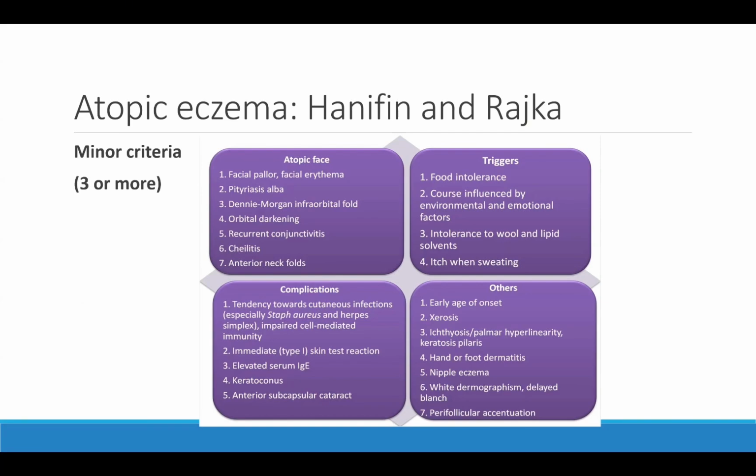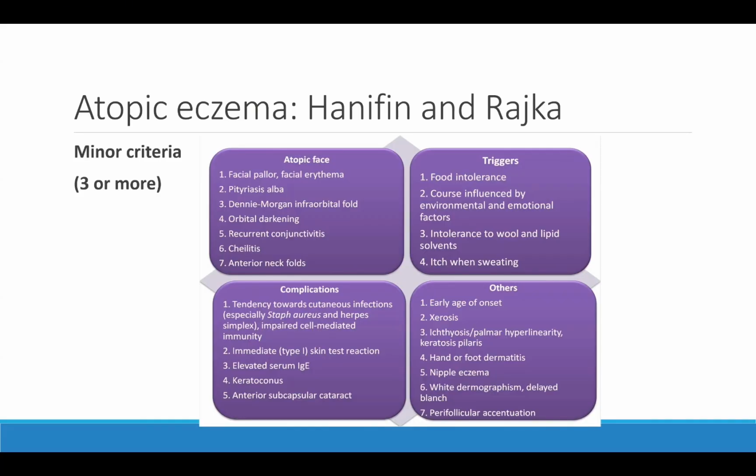Next, triggers. These include food intolerance, a course influenced by environmental and emotional factors, intolerance to wool and lipid solvents, as well as itch when sweating. The next category are complications. A tendency towards cutaneous infections, especially Staph aureus and herpes simplex, with impaired cell-mediated immunity.